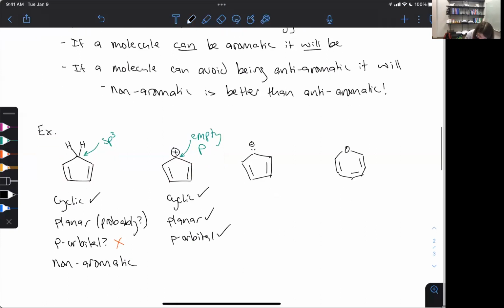So how many electrons do I have? I've got pi electrons in my 2 pi bonds. So I've got 4 total. That's going to fall into my 4n, where n equals 1. So that one is going to be anti-aromatic, and there's not a whole lot that I can do about it.